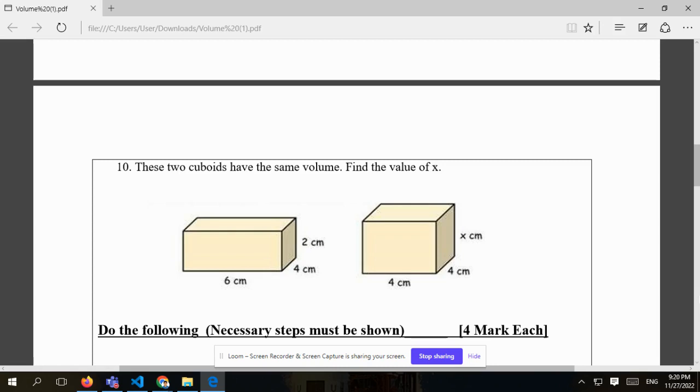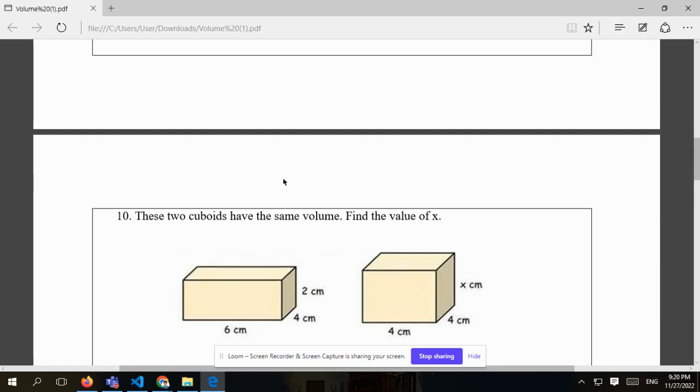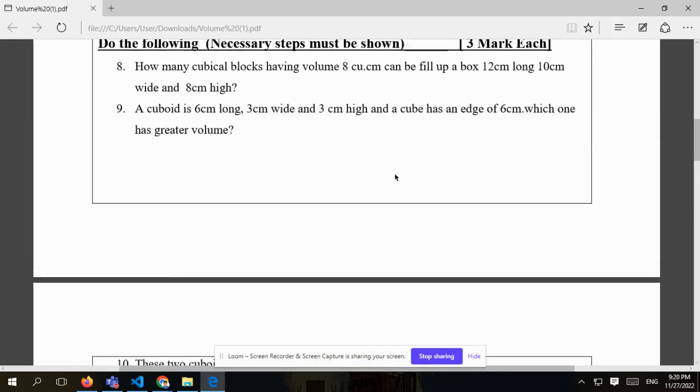The value of X is 3 centimeter. Another way to do it is to multiply all of those. We know both the volumes are the same. 6 fours are 24, 24 into 2 is 48, so the volume of both is 48. And 4 fours are 16. 48 divided by 16 is 3. This was an easy problem, that's why I did it this way. But if the numbers are complex, you have to write it and solve it.